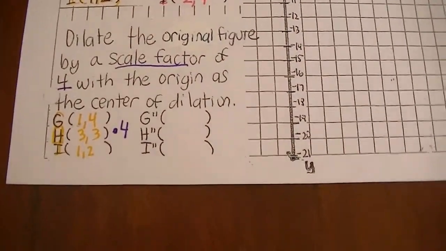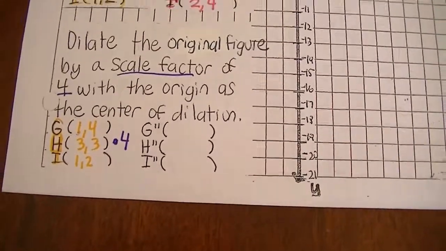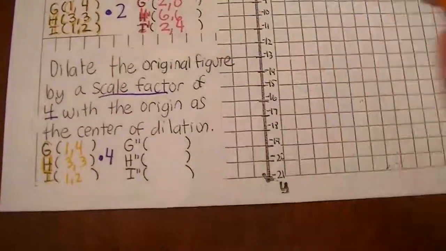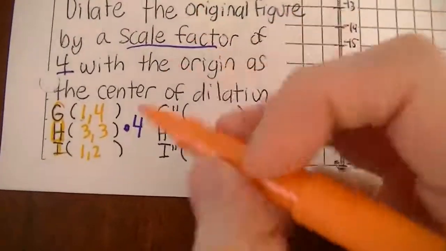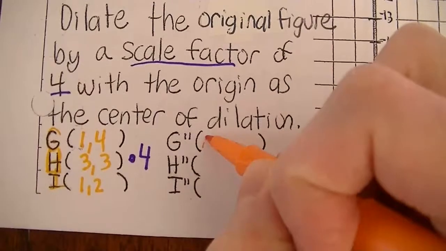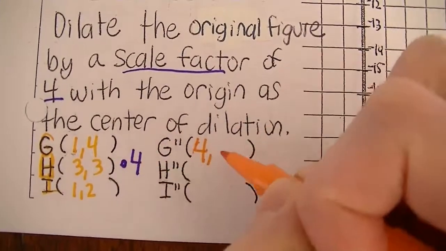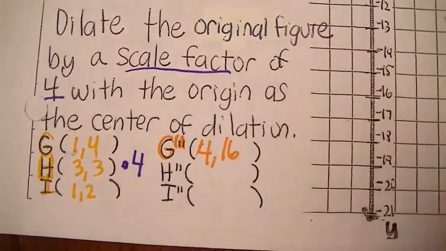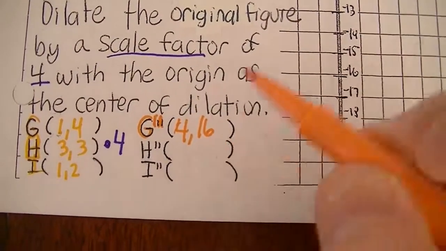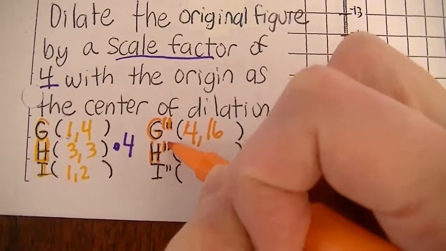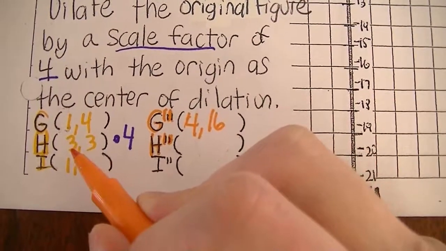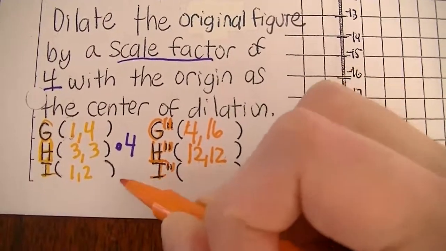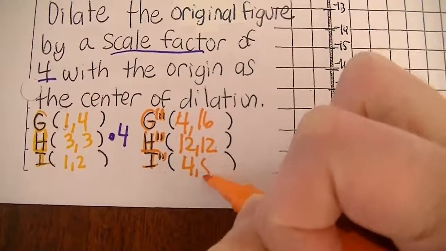So why don't you go ahead and try that. See what you get. Pause the video, try it on your own. And right now I'm going to show you what to do. Okay, so 1 times 4 is 4. 4 times 4 is 16. So G double prime is going to be at 4, 16. H double prime is going to be at 12, 12. I double prime is going to be at 4, 8.